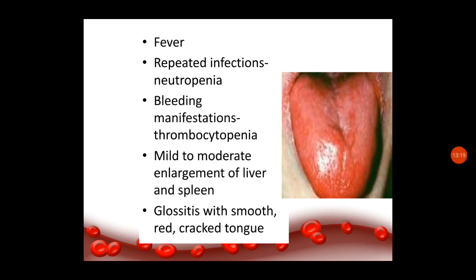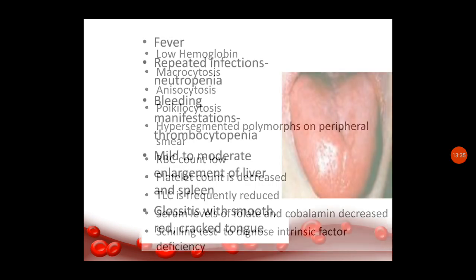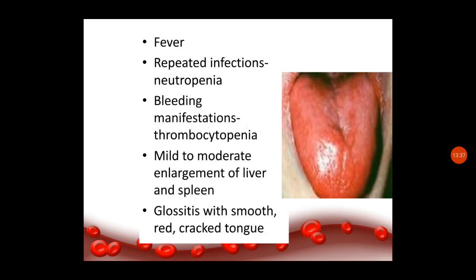So thrombocytopenia will be the mild to moderate enlargement of liver and spleen. Then glossitis, the tongue will be inflamed. That is, glossitis will be with a smooth red cracked tongue. Okay, so that is strawberry colored tongue can be seen. Strawberry colored tongue can be seen in folic acid deficiency. So bleeding tendencies, tongue discoloration, that is red strawberry colored tongue can be seen in folic acid.